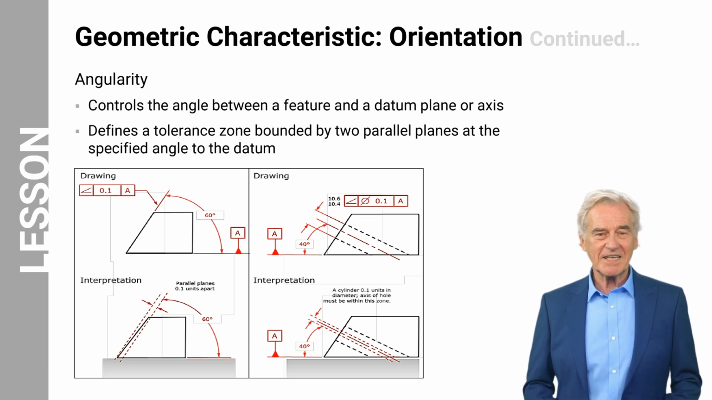This figure shows angularity applied to a surface and a feature. When angularity is applied to the surface of a part, the tolerance zone consists of two parallel planes that are less than the size tolerance, 0.1 units apart, as shown in the figure on the left. However, when angularity is applied to a feature, the tolerance zone is a cylinder of the size tolerance of 0.1 units, as shown in the figure on the right. In this case, the feature is a hole. Therefore, the axis of the hole must be within the cylinder, and the cylinder must be at 40 degrees from datum A.